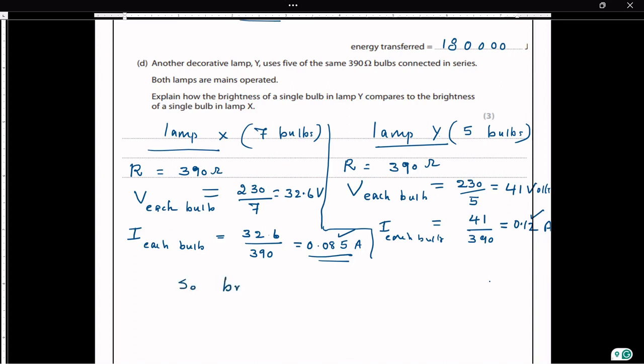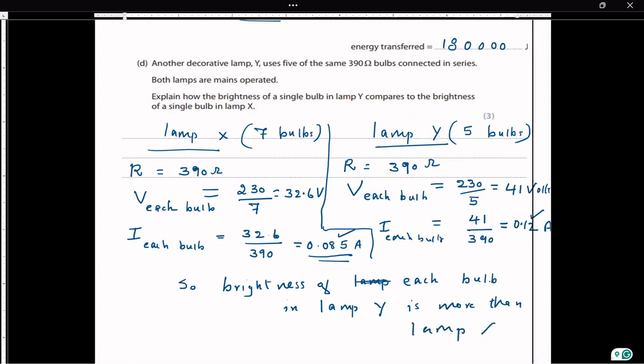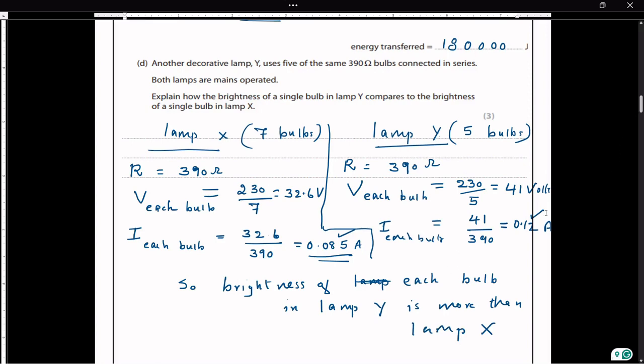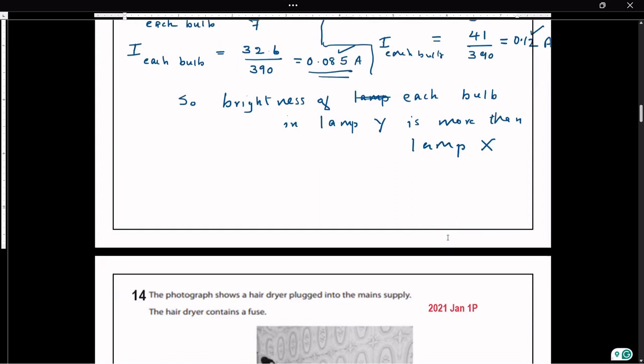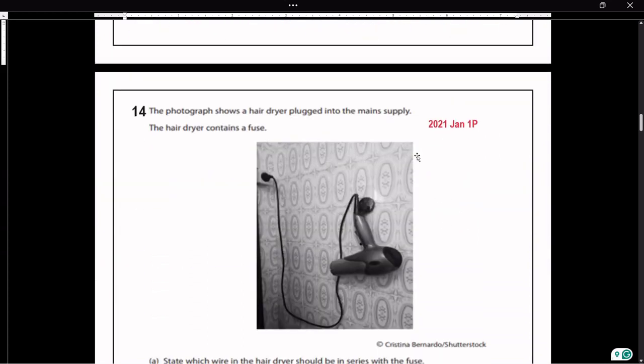How the brightness of a single lamp compares: brightness of each bulb in lamp Y is more than lamp X, because each bulb in lamp Y is getting more current, so more brightness. Let us move on to the next question.